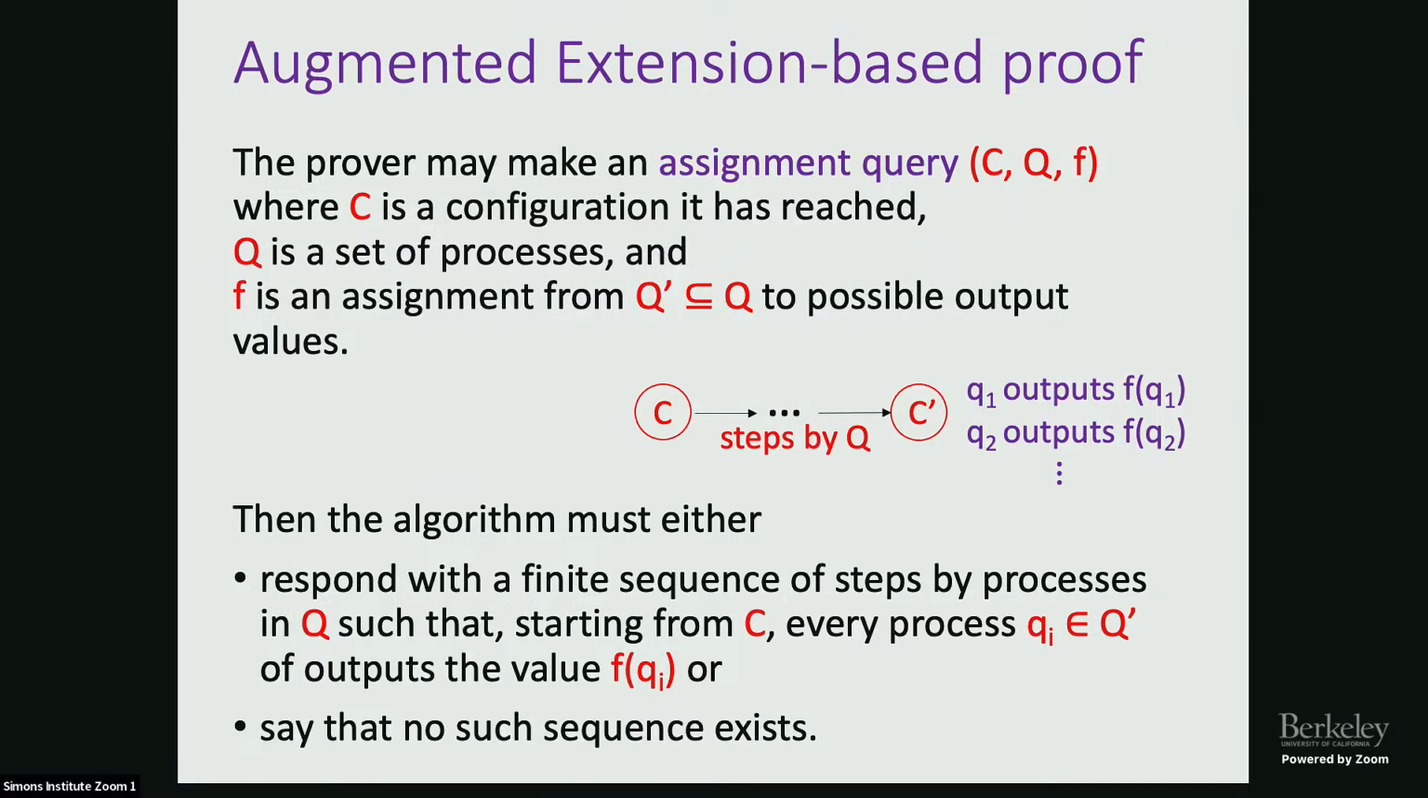And the algorithm can respond with a finite sequence of steps by processes in Q such that, starting from C, it reaches a configuration C prime in which every process Qi in Q prime outputs the value F of Qi. So what it's assigned to do. Alternatively, it can say that no such sequence exists.